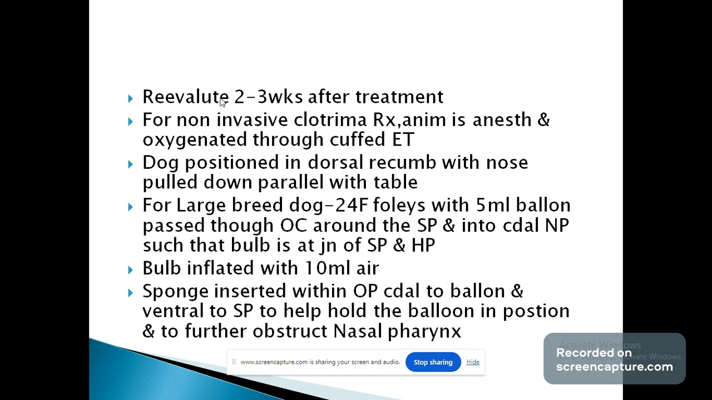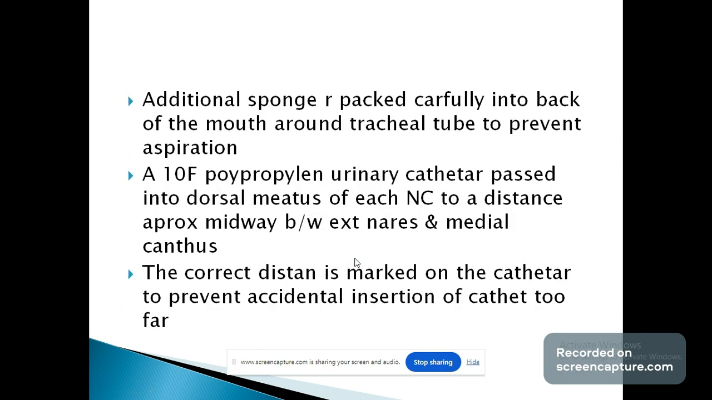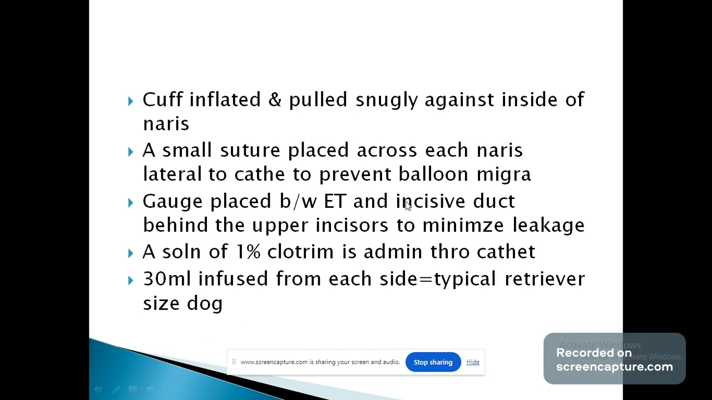Then inflate the bulb, and a sponge is inserted within the oropharynx, caudal to the balloon and ventral to the soft palate. So this sponge helps to hold the balloon in position. Additional sponges are placed around the endotracheal tube to prevent aspiration. Then you pass a urinary catheter into the dorsal meatus of each nasal cavity to a distance midway between the external nares and medial canthus. This is very very important, right? Then a small suture is placed across each nares to prevent balloon migration, and then the solution of clotrimazole is administered.